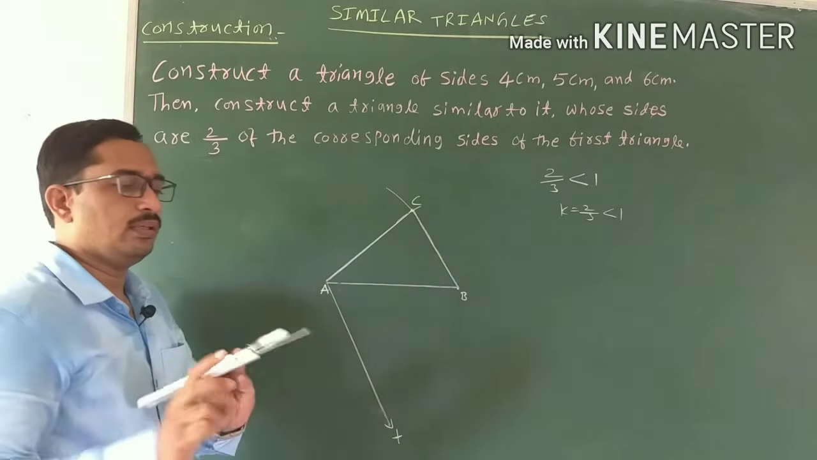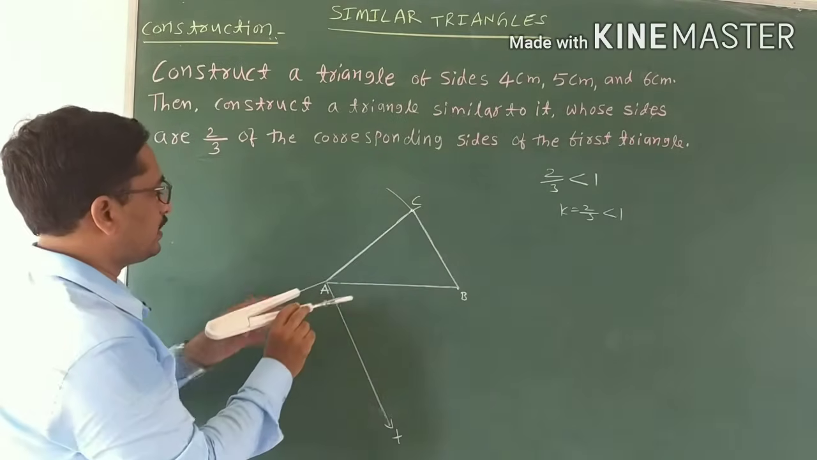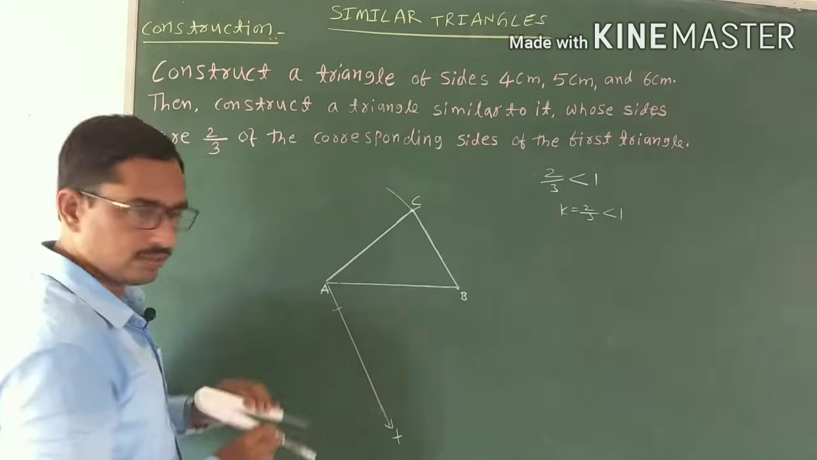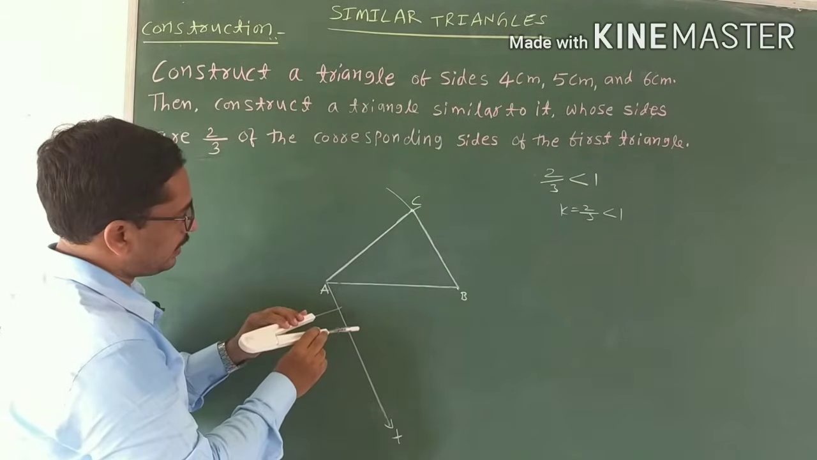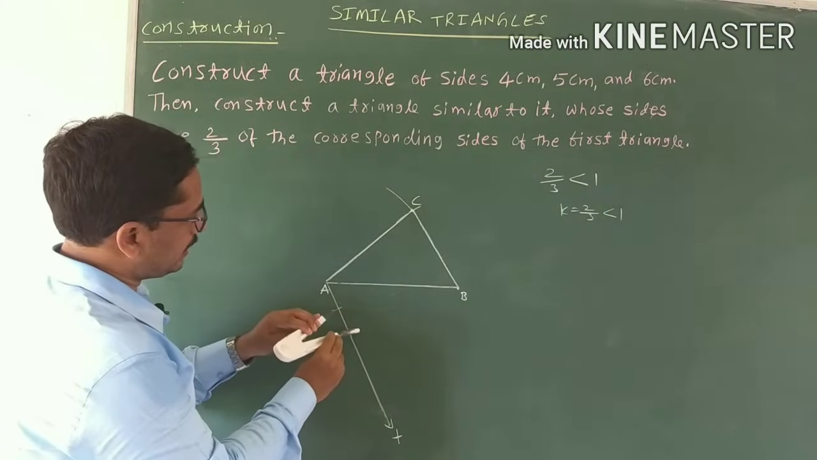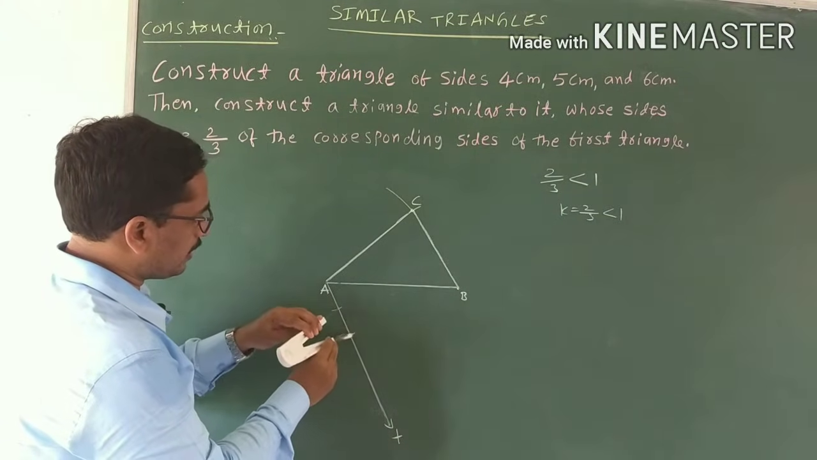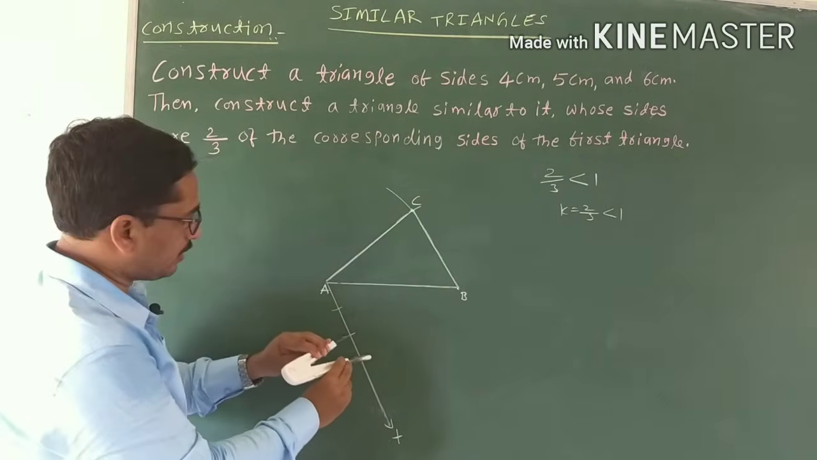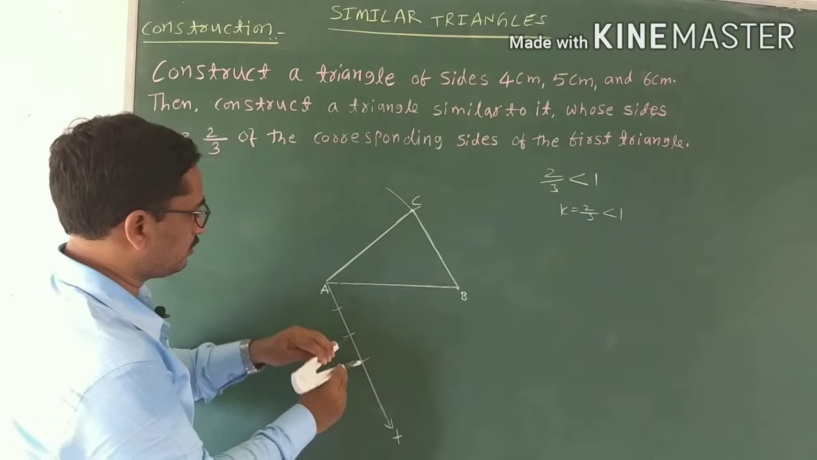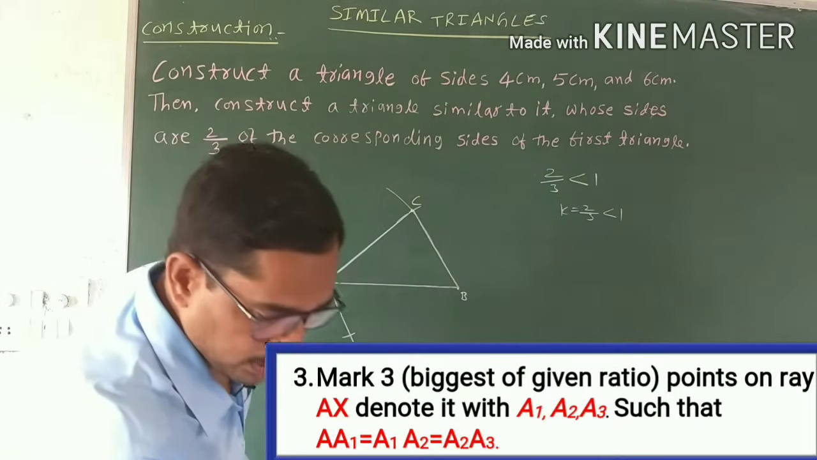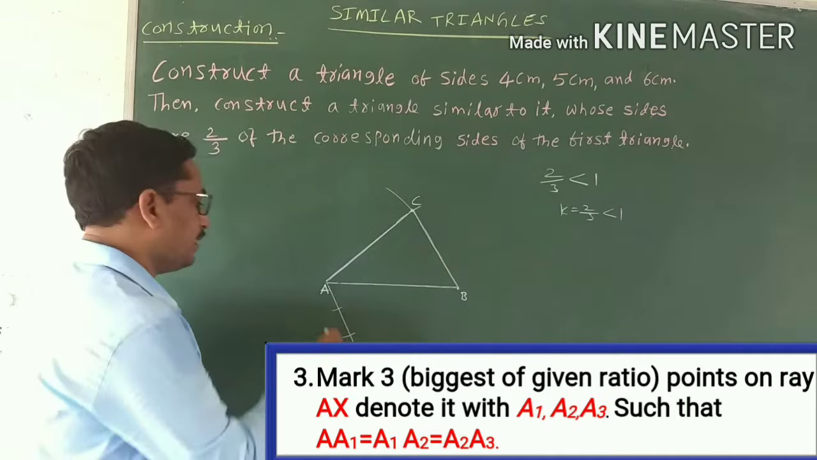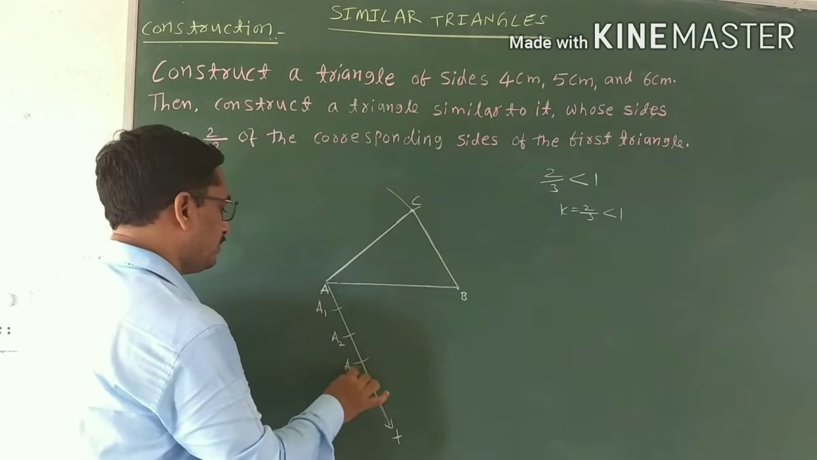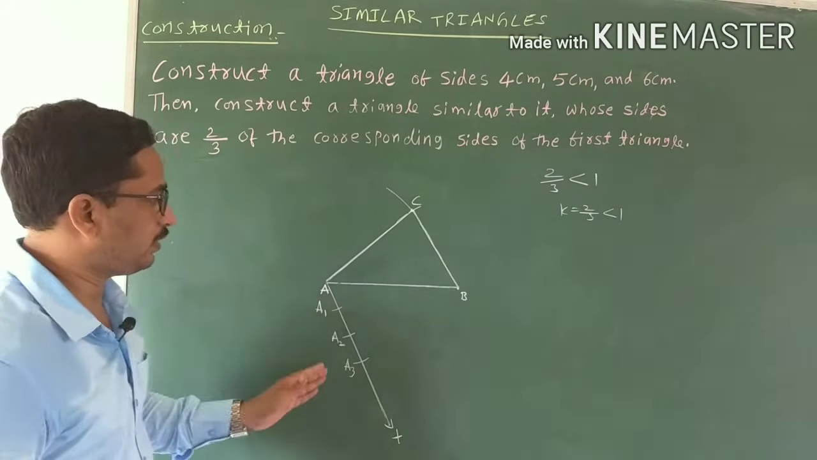No need to take the measurement of the length of the arc. With the center A, draw an arc, the first arc. Then taking the previous arc as the center, draw one more arc, the second arc, and by taking the same length, draw the third arc. So these are the 3 arcs on the ray AX. Denote the letters with A1, A2, A3.